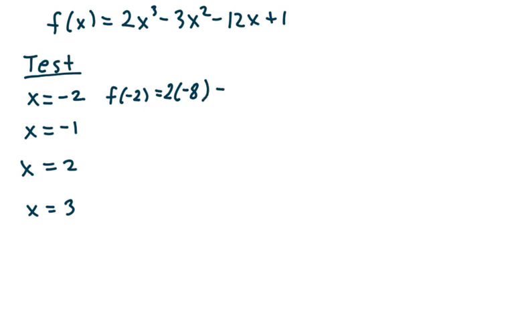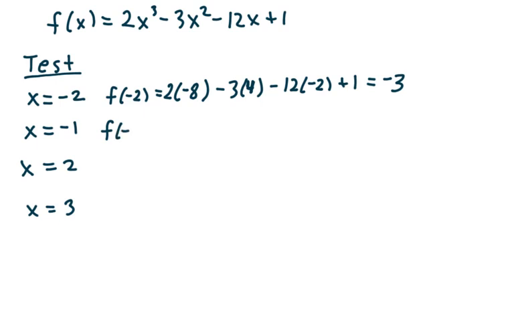That's what negative 2 cubed is. And then I'm going to write minus 3 times negative, well, I'll say positive 4, right? That's what negative 2 squared is. Minus 12 times negative 2 plus 1. Okay? And so that's negative 28 plus 24. That's negative 4. Negative 4 plus 1 is negative 3.